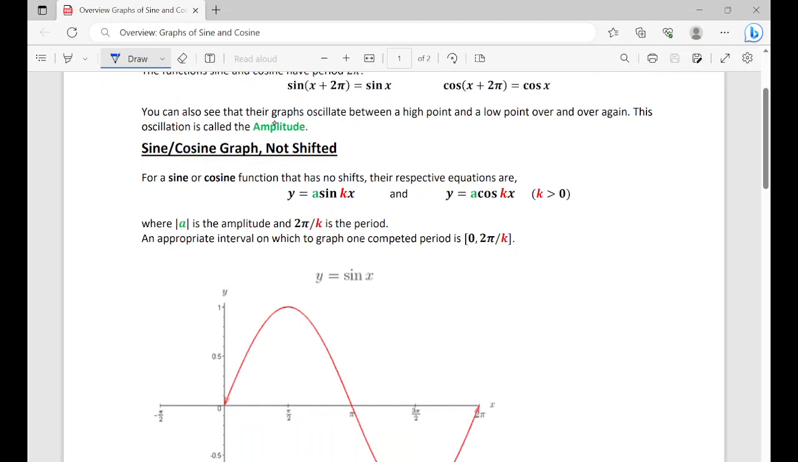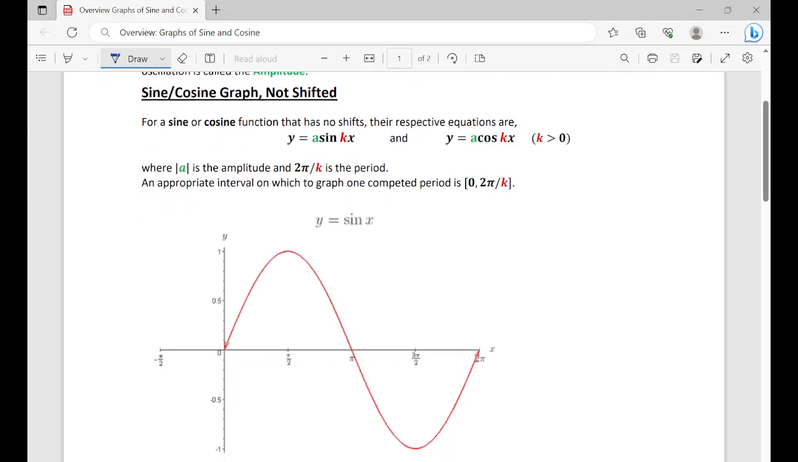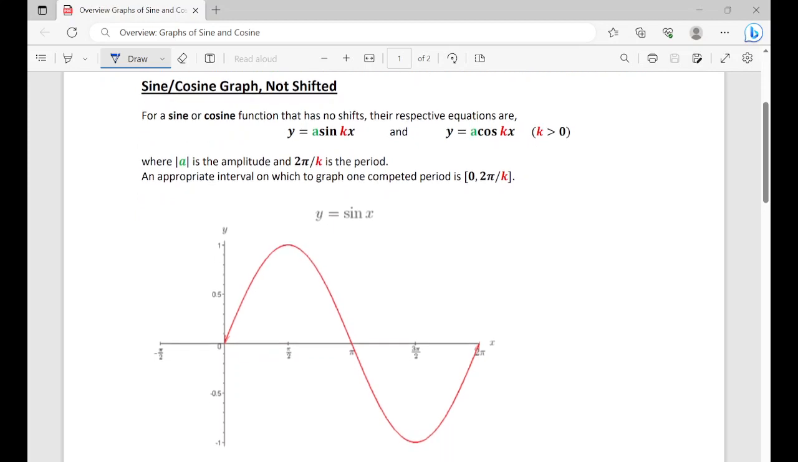You can also see that the graphs oscillate between a high point and a low point over and over again. This oscillation is called the amplitude. So knowing these facts, let's look at the graphs of sine and cosine, starting off with no shifting done.